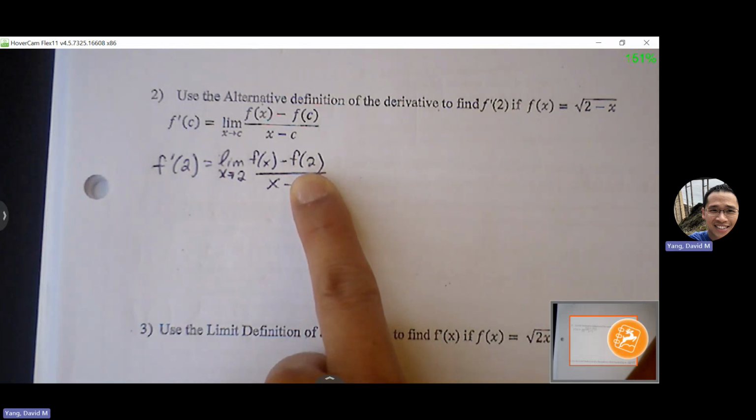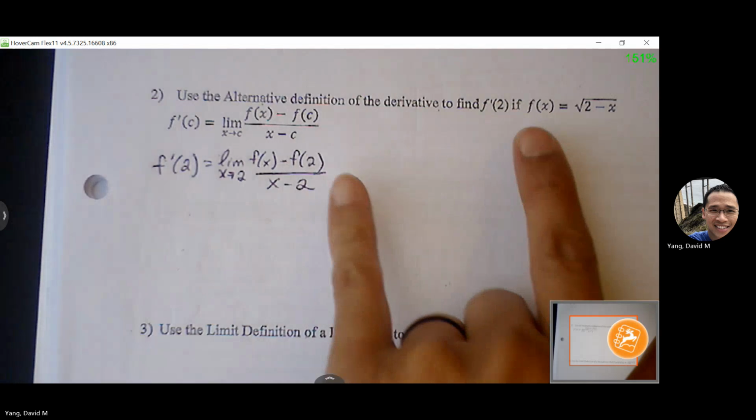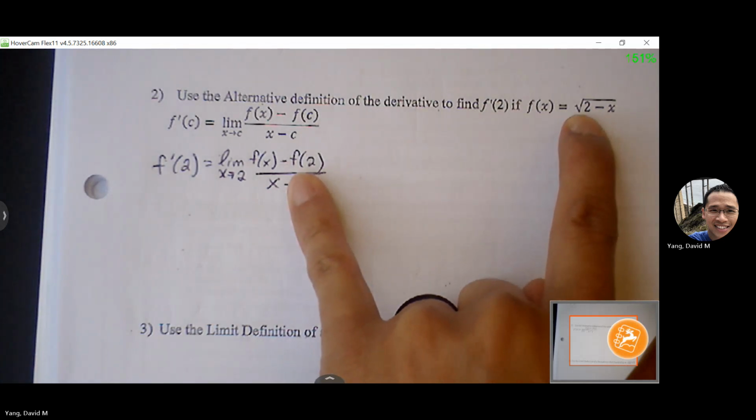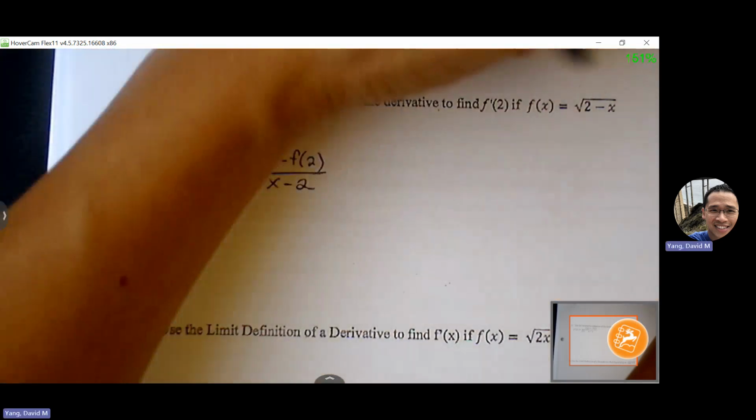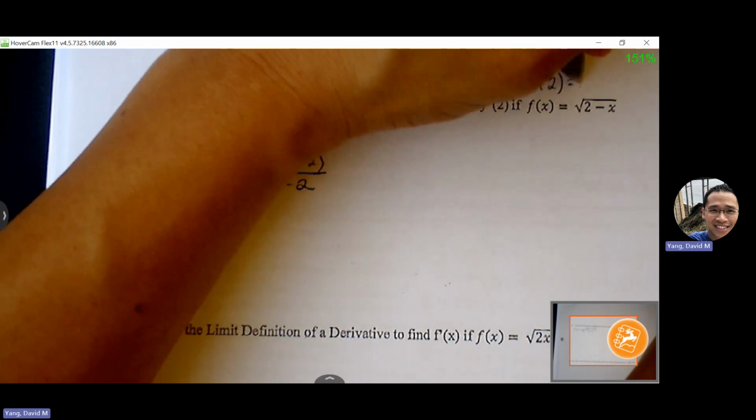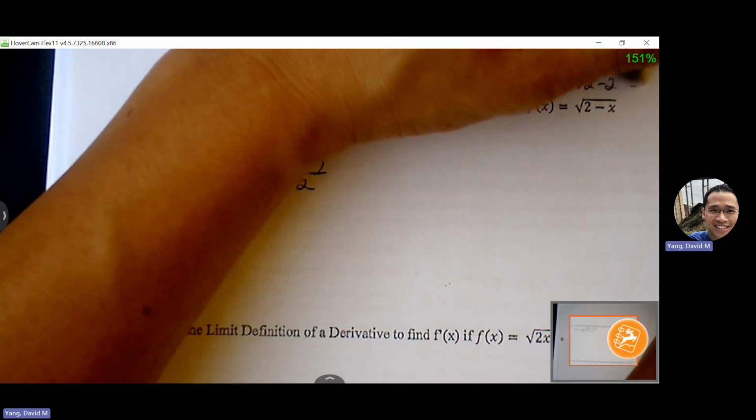And what can I replace f of 2 with? Or what is f of 2 asking us to do? The y value, right? What's f of 2? 0, right? f of 2 is just root 2 minus 2, which is 0.